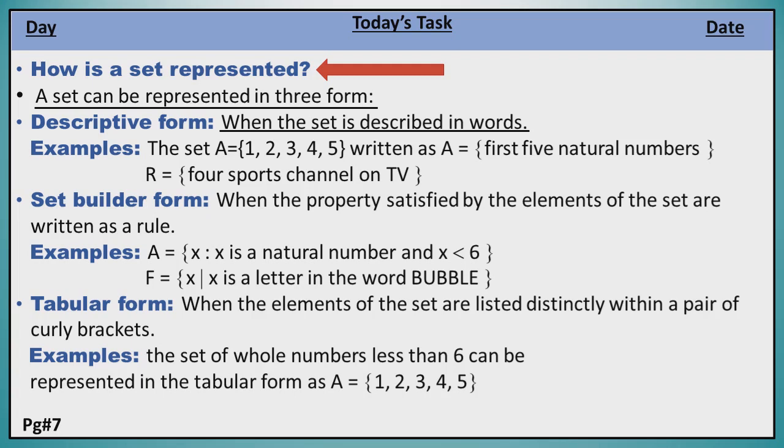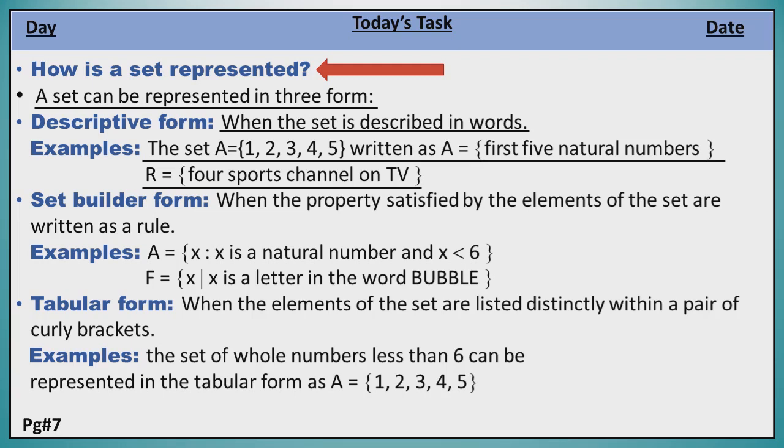Dear students, in descriptive form we describe the set in words, meaning in the form of a statement. We do not show the elements in it. Look at the example. The set A is equal to 1, 2, 3, 4, 5 can be written in descriptive form as A is equal to first 5 natural numbers. So dear students, the set A is equal to 1, 2, 3, 4, 5 is the set of first 5 natural numbers. So we have shown it in descriptive form, in the form of a statement. A is equal to first 5 natural numbers.